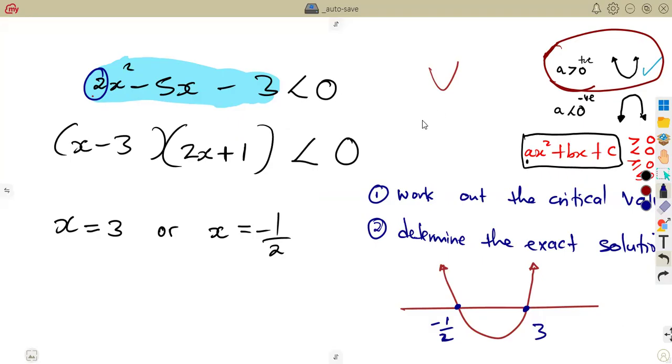Using this, we saw that this is less than 0. When it is less than 0, we talked about this type of shape. When it is less than the x-axis, this is where we're going to have our solution. x must be greater than a, but less than b. So x is bigger than minus half, but less than 3. These are values in between.